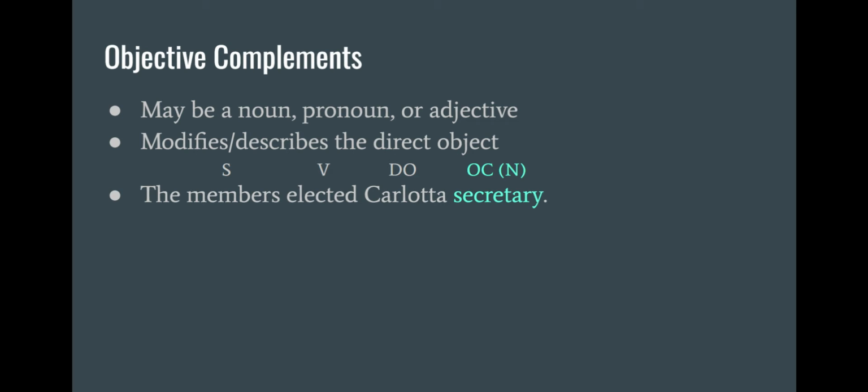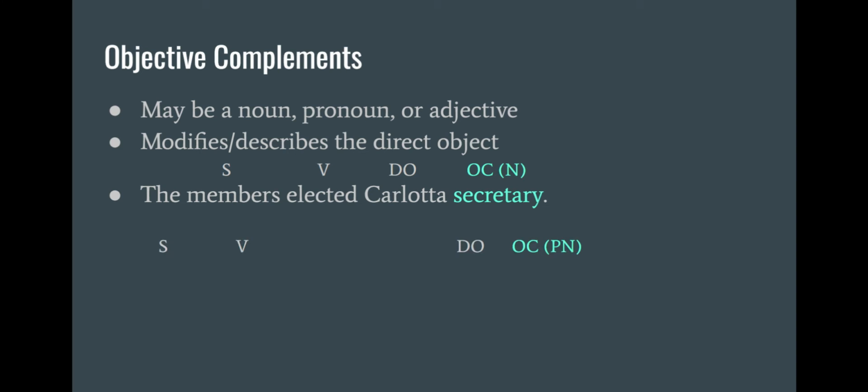So here's how it looks. The members elected Carlotta secretary. We've got subject is members, the verb is elected. Carlotta is the direct object because they elected who? Carlotta. And then the objective complement is secretary. Secretary tells what they elected her as.